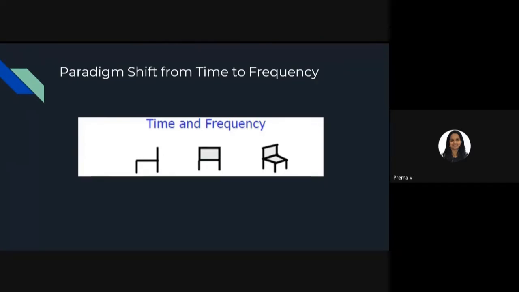See here I have shown the figure of a chair from three different viewpoints. This is the very same thing as going from time to frequency. If you have a system in the time domain, you view it in one way, but in the frequency domain, the same chair you can view in front view, side view, or an angular view. The same chair in different views.